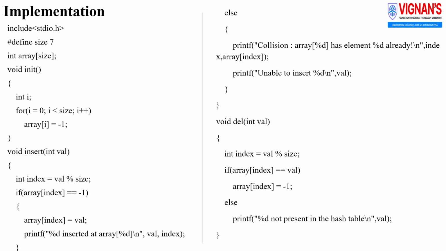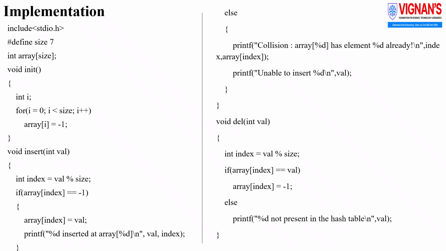This program demonstrates the implementation of a hash table using the division method in the C programming language. The program begins by including the standard input-output header file. The size of the hash table is defined as 7. An integer array of this size is used to store the hash table elements. The init function initializes the hash table. It sets all positions in the array to -1, indicating that the table is initially empty.